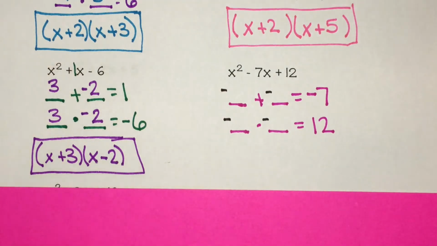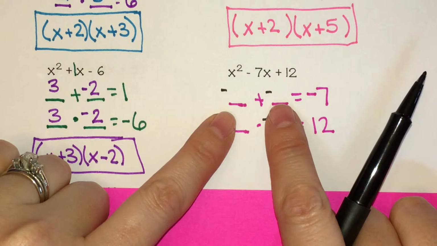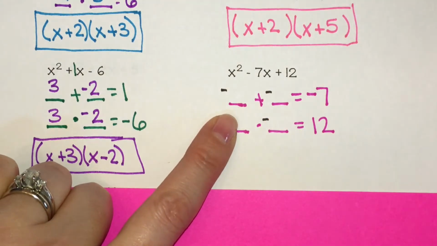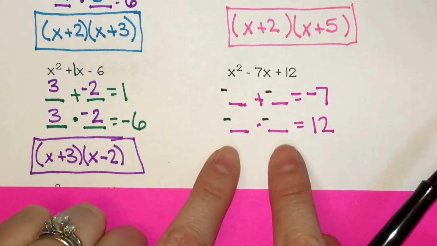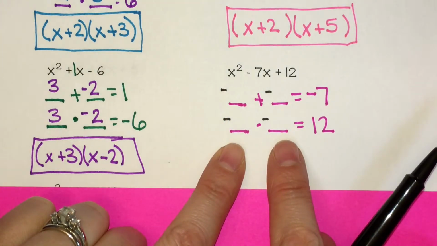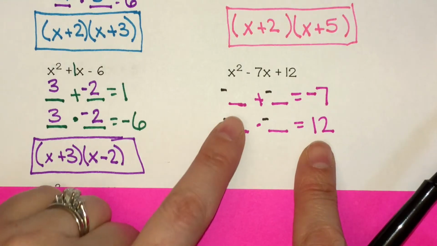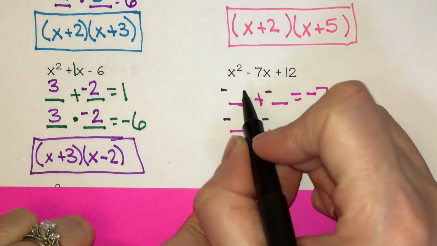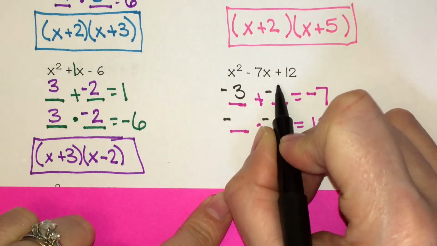So we have to figure out what times what is 12, and when we add them together, we get -7. So I know -6 times -2 is +12, -6 plus -2 is -8. So, well, that one didn't work. Okay, so I'm going to try again. -3 times -4 is +12, -3 plus -4 is -7. So we have -3 and -4.